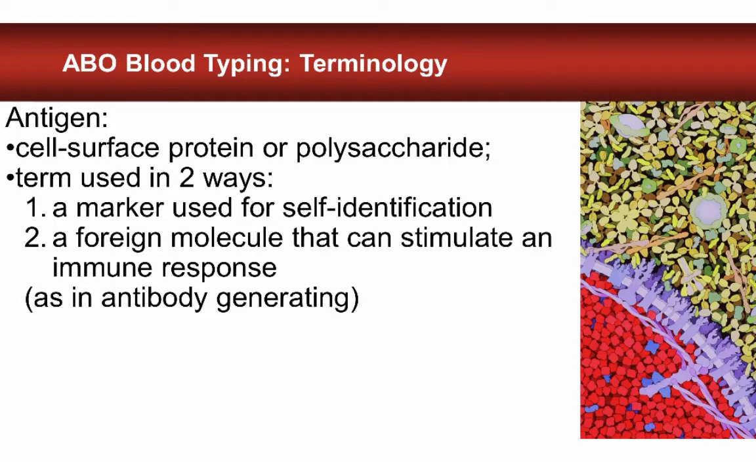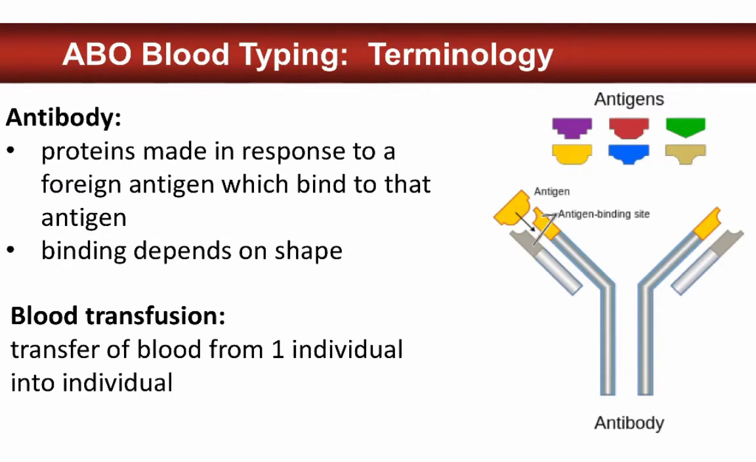And the term antigen actually is a contraction of antibody generating. So antibodies are proteins that are made in response to foreign antigens and not to self-antigens. And the binding between antigens and antibodies is dependent, like most things on the molecular level, on shape.